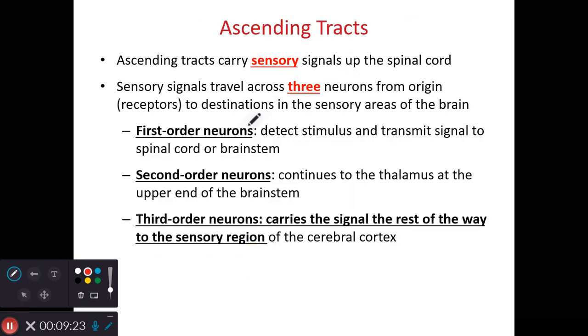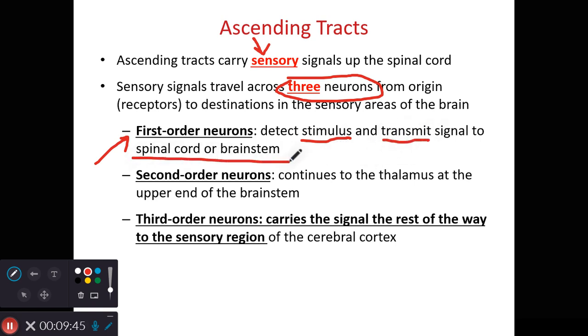Now, as we're looking at our ascending tracts, just to emphasize again, they carry sensory information. And typically, there are going to be 3 total neurons involved to get that sensory information processed. Our first order neuron is going to take that stimulus, the heat, the cold, the touch, the pressure, whatever it is, convert it to an action potential, and then transmit that to the spinal cord or brainstem.